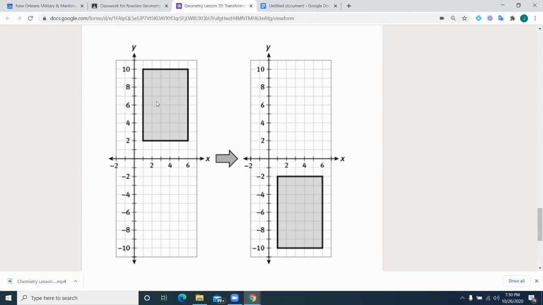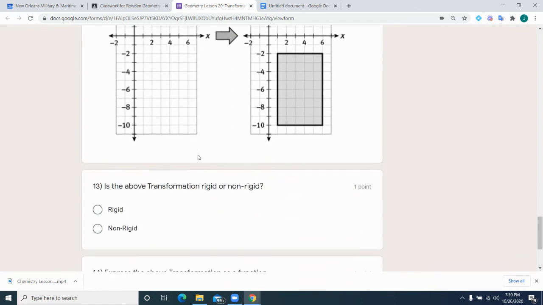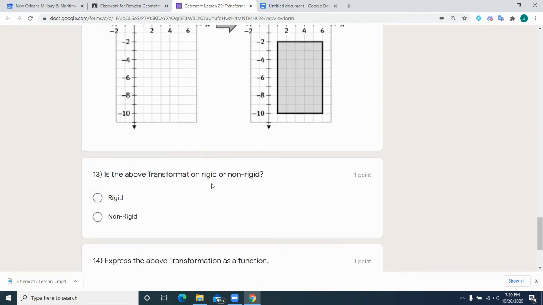All right, last one. This thing looks like it's just scooting straight down. It's 8 long, and right here it's 8 long. Across, it's 5, and it's 5. Does it stay the same shape? Yes, it's rigid. It doesn't change the shape.